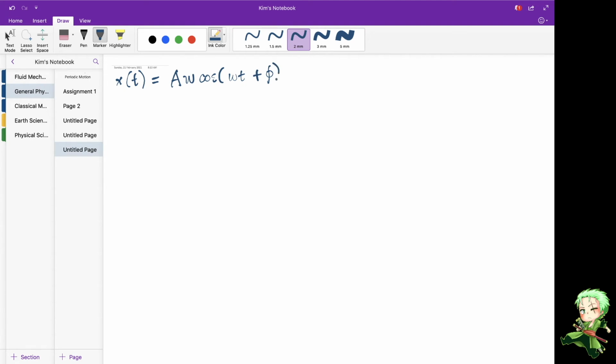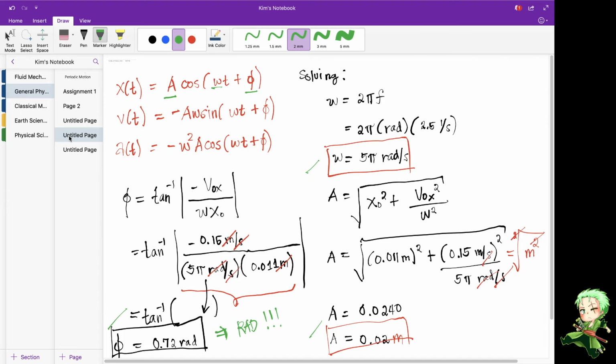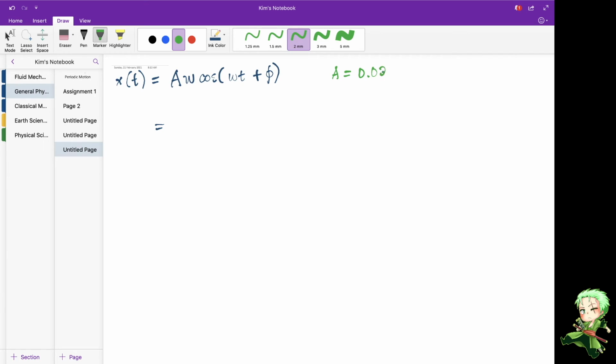So what you are going to do here is pretty straightforward. You simply plug in the values of A, omega, and phi. So let me write it here. So amplitude is given to be how much did we solve? I forgot. So that was 0.02 meters. Omega is 5 pi rad per second. And then our phi is 0.72 radians.